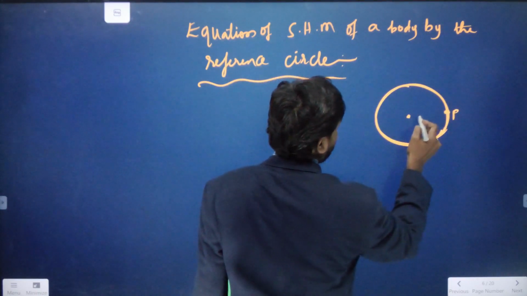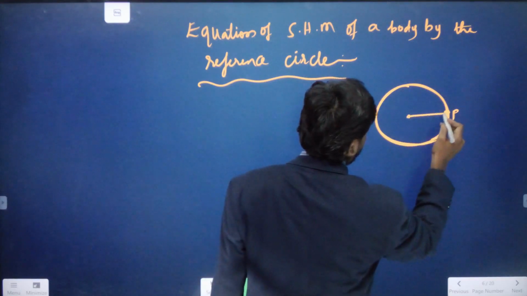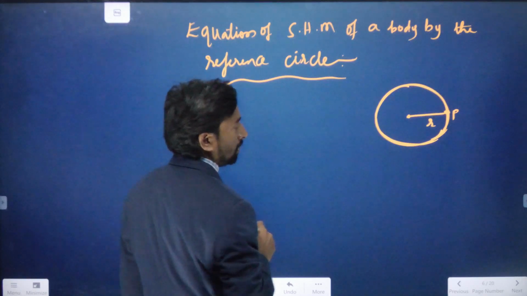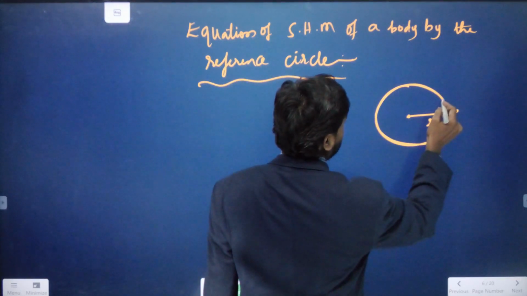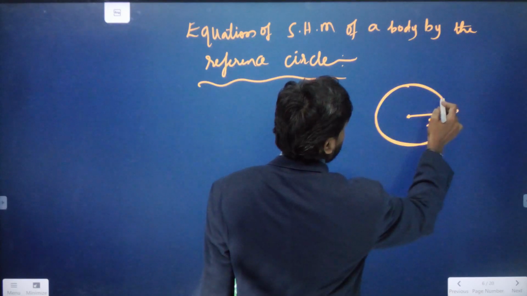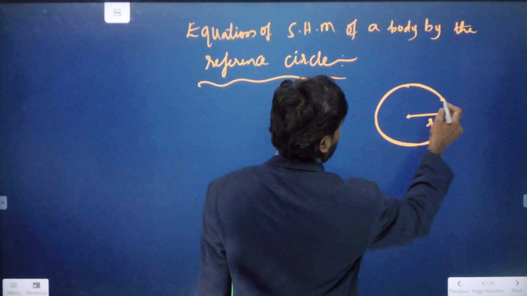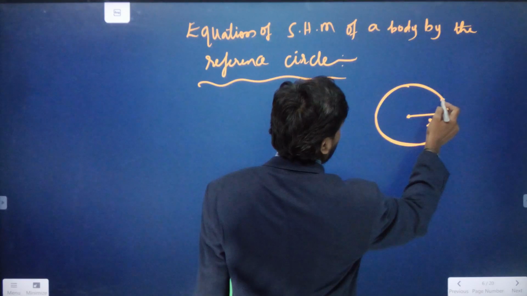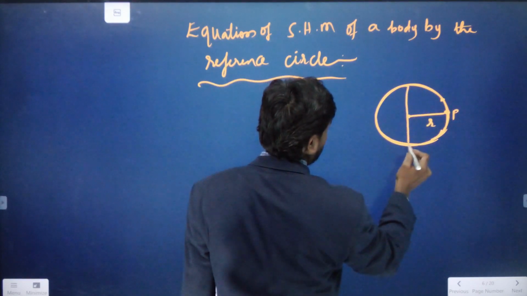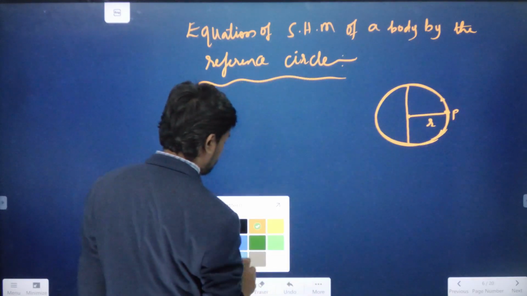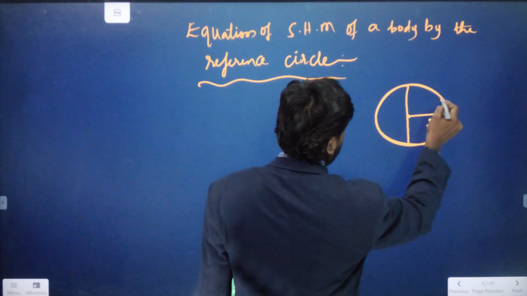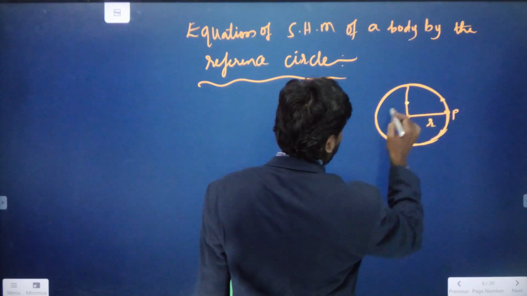Now if it is moving here, this is the radius of the particle, and whenever this particle comes here, then the tip of this position is the projection of this particle there. So if you mention the projection of this particle P, it will be here.